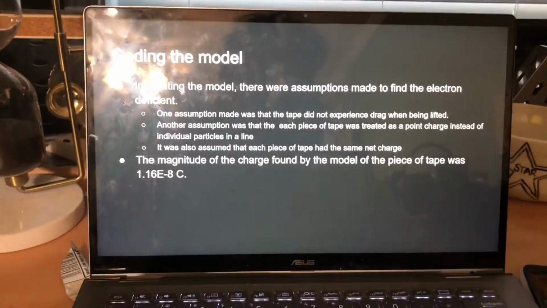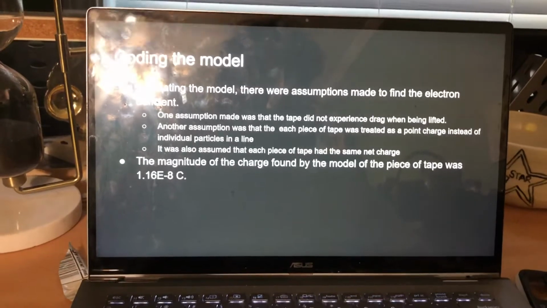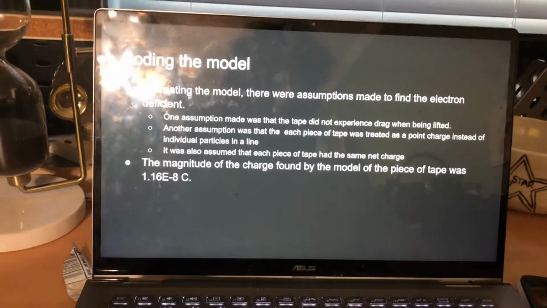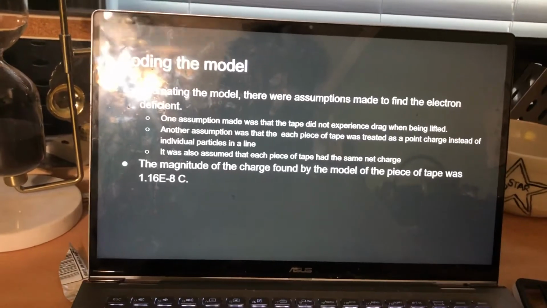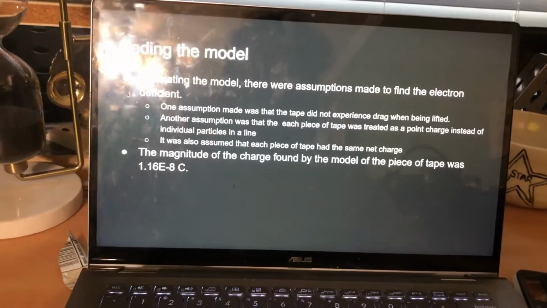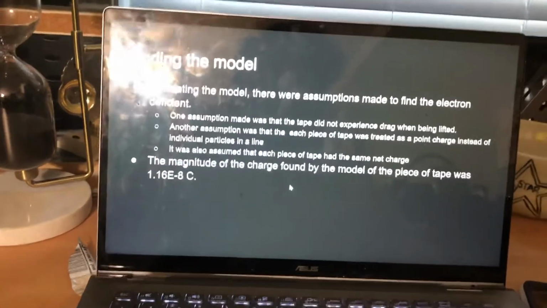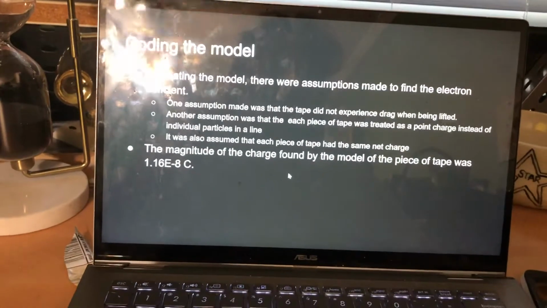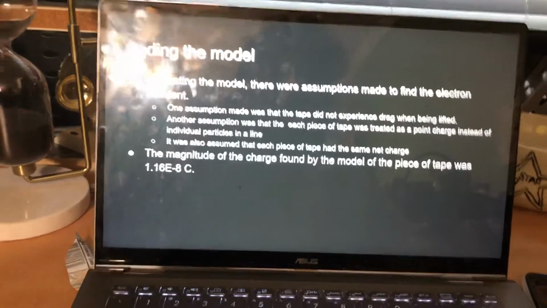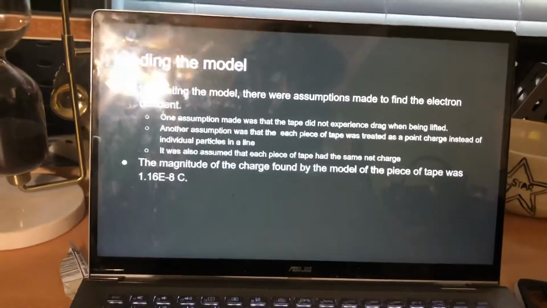In creating the model, there were assumptions made to find the electron deficit. One assumption made was that the tape did not experience drag when being lifted, which would have affected the force due to gravity and just the net force in general. Another assumption was that each piece of tape was treated as a point charge, with the charge being in the center instead of individual particles in a line experiencing each other's electric fields.